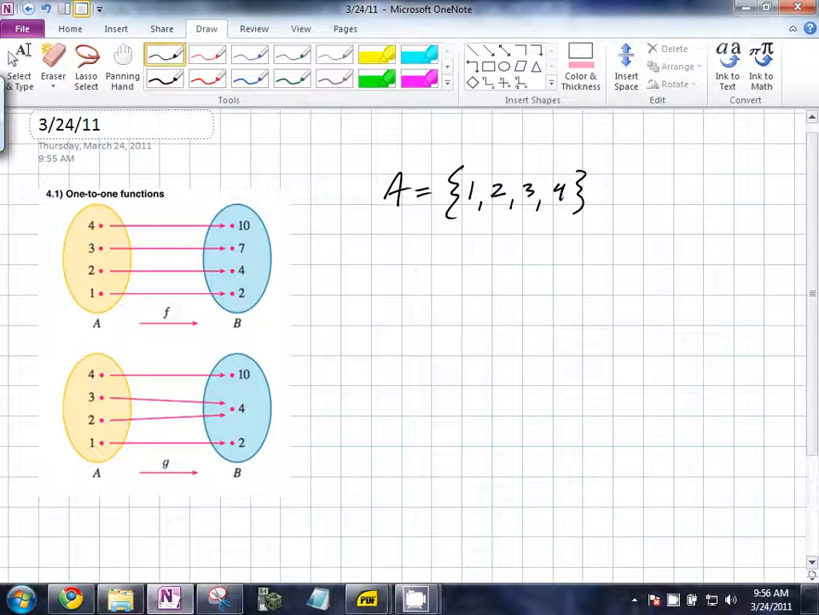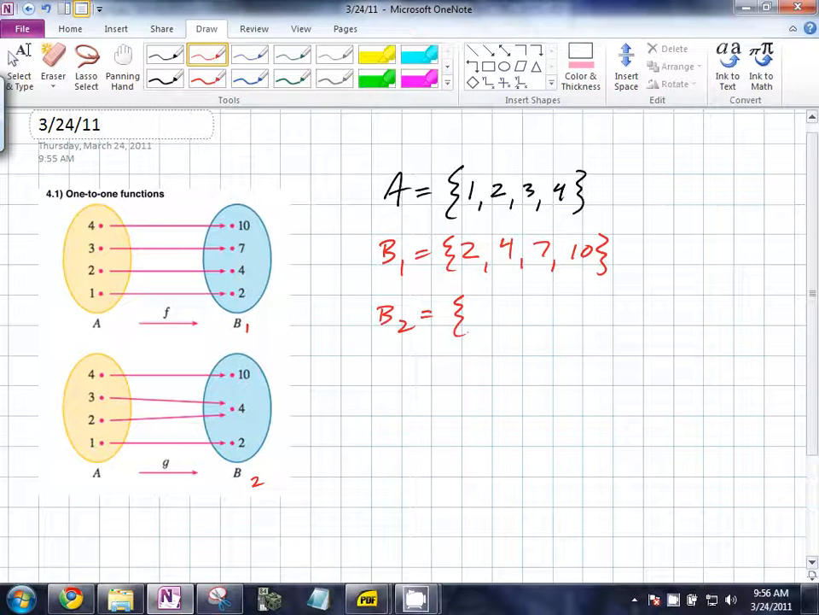That's what A is. Let's call this one B1 and this one B2. What is B1? 2, 4, 7, 10. It's common to write them in ascending order. It's easier to find the values that way. And what's B2 going to be? 2, 4, 10. Absolutely. So in this case, this is the domain, and here are the two ranges.